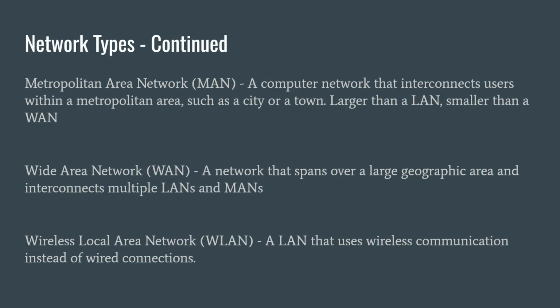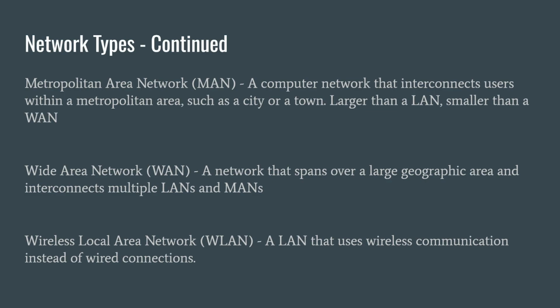A metropolitan area network, MAN, is a computer network that interconnects users within a metropolitan area, such as a city or town. So this is larger than a LAN, but smaller than a WAN. So the references you can go with is small LAN, medium MAN, and large WAN. WAN is the wide area network, and that's a network that can span over a large geographic area and interconnects multiple LANs and MANs within it.